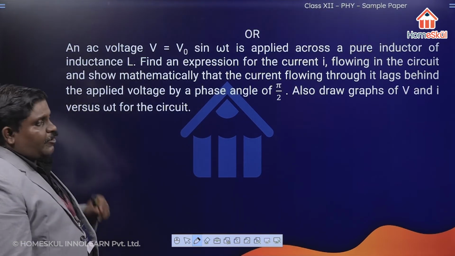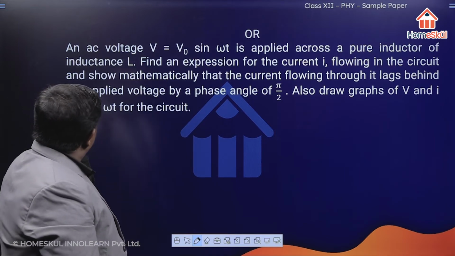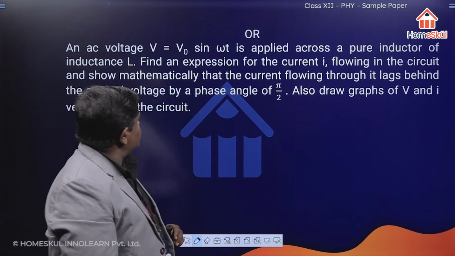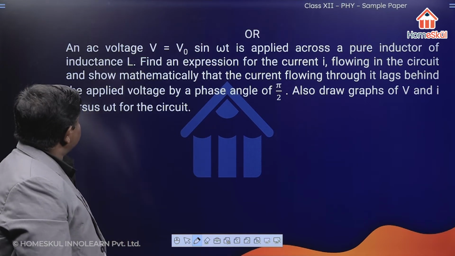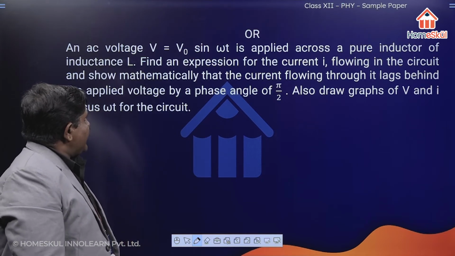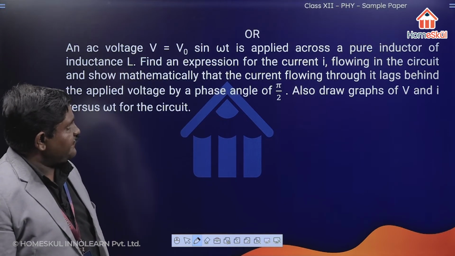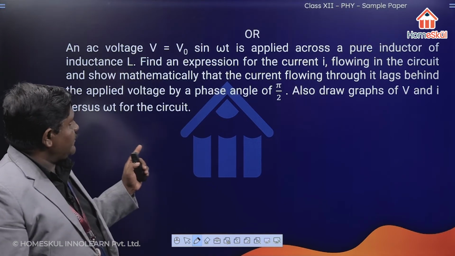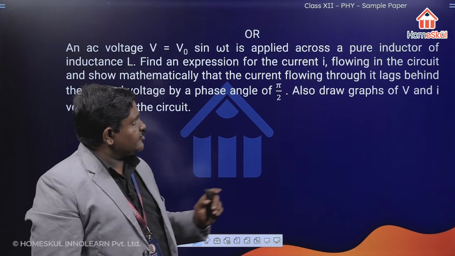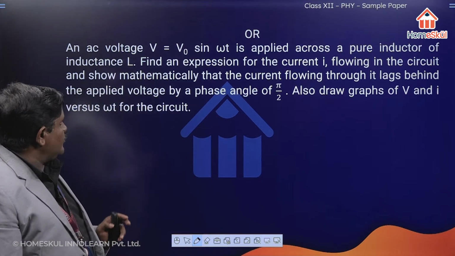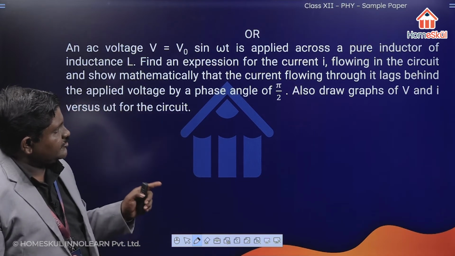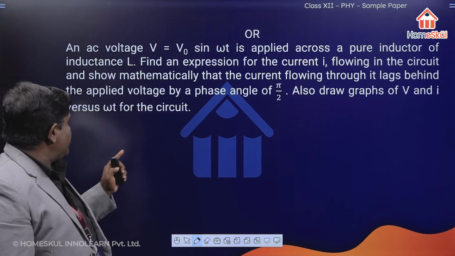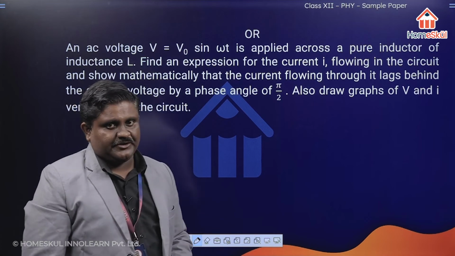See, it's an OR question. An AC voltage V equal to V0 sine omega t is applied across a pure inductor of inductance L. Find an expression for the current I flowing in the circuit and show mathematically that the current flowing through it lags behind the applied voltage by a phase of pi by 2. Also draw the graph for V and I versus omega t for the circuit.